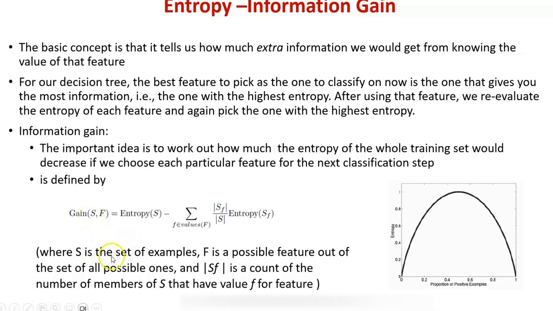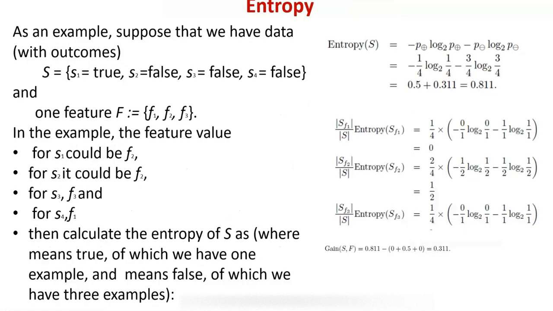For example, say you have a set of examples S, F is a possible feature out of the set of all possible ones, and SF is the count of members of S that have the value F of the feature, right? What does it mean? If you have 5 distinct values, each one will be taken, its probability in the total number of samples will be taken, and its entropy is calculated. Similarly, for each of these subsets we calculate it, take the summation, and subtract it from the total entropy of the data set. Once we see the example, we can understand it very clearly.